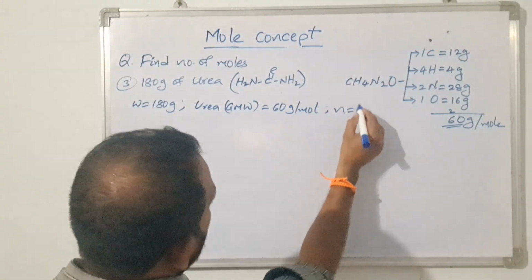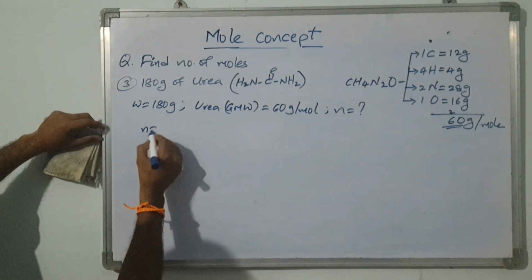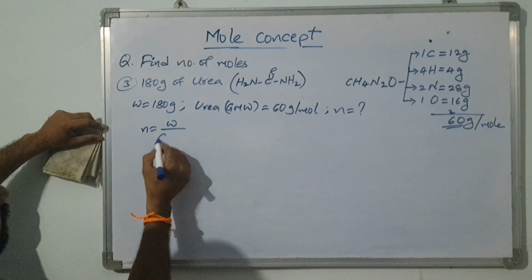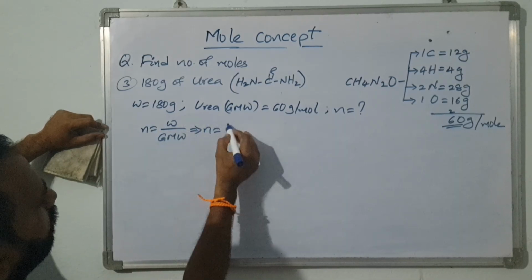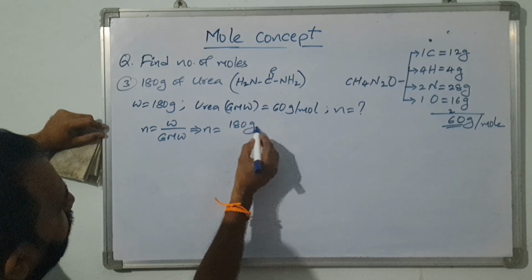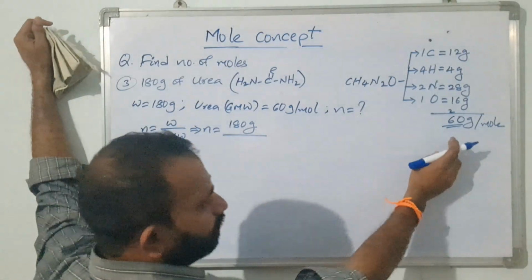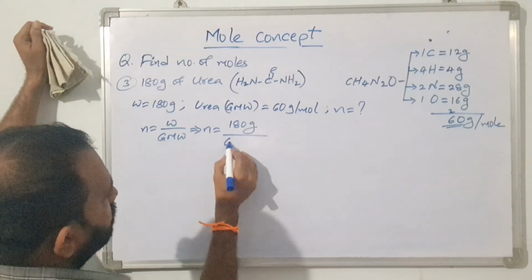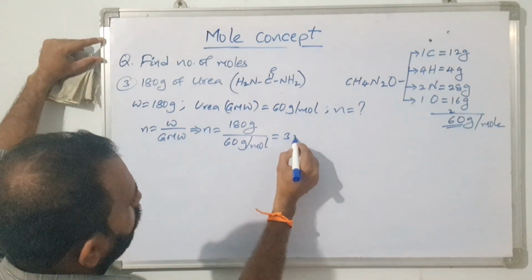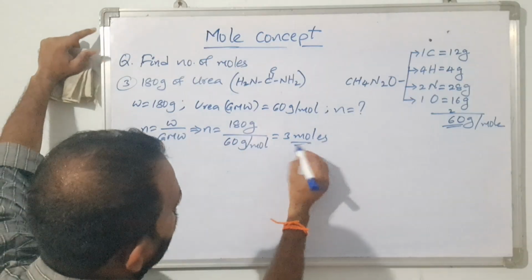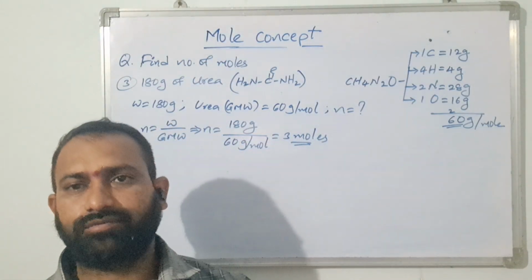And he asked to find out number of moles. So what is the formula? Number of moles is equal to given weight by gram molecular weight for molecules. So number of moles is equal to given weight, 180 grams, divided by the gram molecular weight of urea. We calculated it already. That is 60 gram per mole. 180 by 60 equals 3 moles. Understood? So 180 grams of urea contains 3 moles.